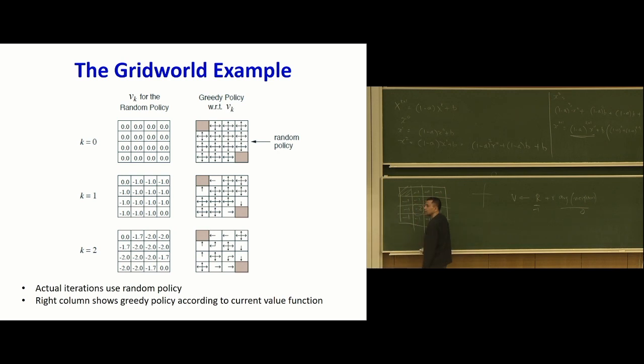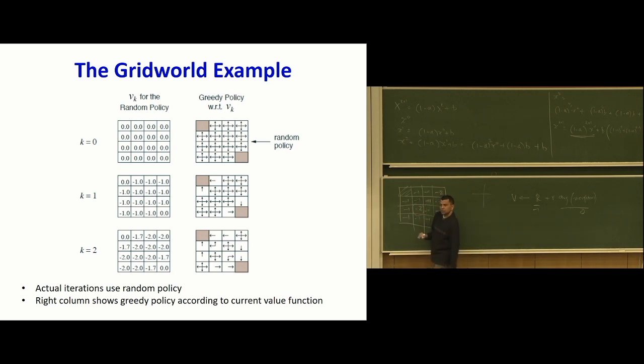What about this guy? What about this guy? That's also going to be minus two, correct? Even though it's a corner. There's a current reward plus the average of the neighbors, so it's going to be minus two.